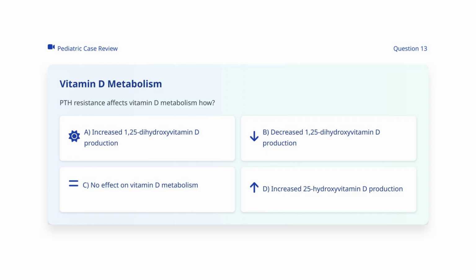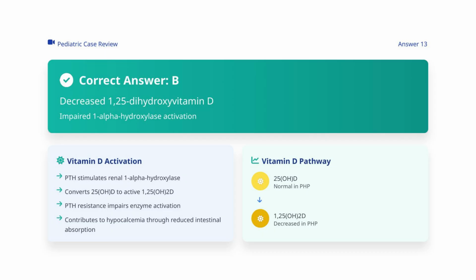Consider parathyroid hormone's role in vitamin D activation. The correct answer is B, decreased 1,25-dihydroxyvitamin D production. Parathyroid hormone normally stimulates renal 1-alpha-hydroxylase, converting 25-hydroxyvitamin D to active 1,25-dihydroxyvitamin D. Parathyroid hormone resistance impairs this enzyme activation, reducing active vitamin D production.